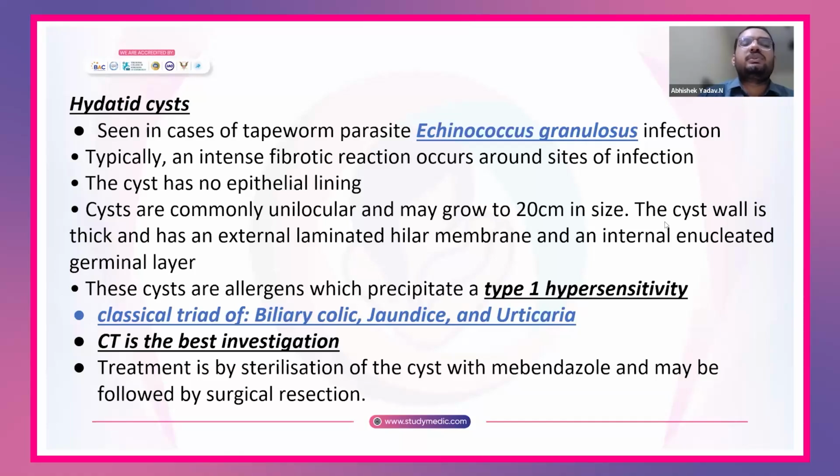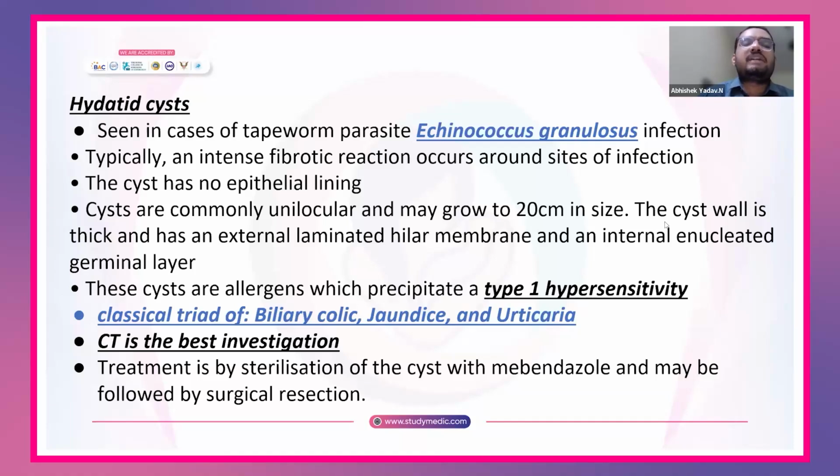This unilocular cyst, which lacks an epithelial lining, has a thick cell wall, and it contains fluid which is highly allergic in nature. Once the body is exposed to this cystic fluid, the patient will develop type 1 hypersensitivity reactions. The patient with hydatid disease usually presents with the triad of biliary colic pain, jaundice, and urticaria.